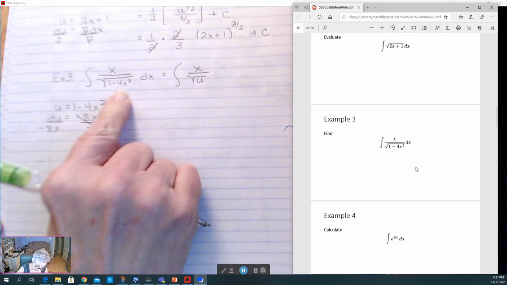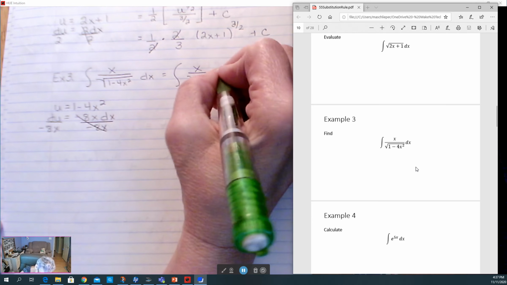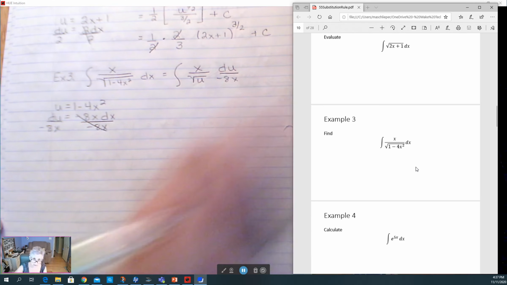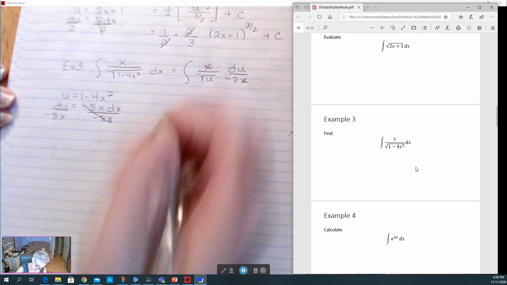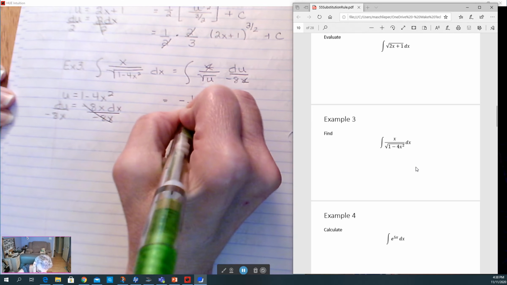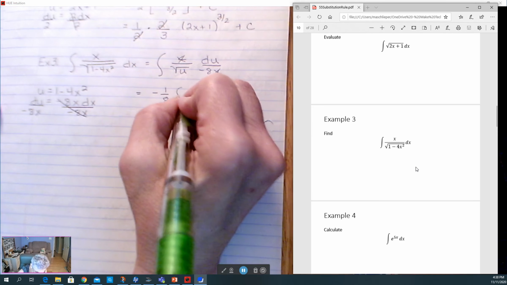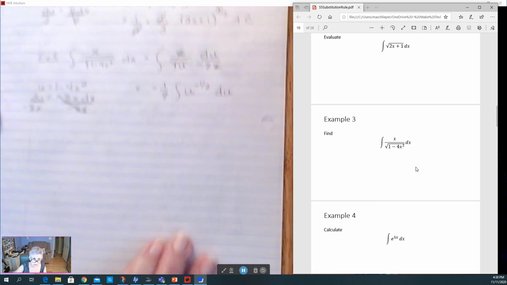So I'm going to replace 1 minus 4x squared with u, and I'm going to replace dx with du over negative 8x. Yay, I get to cancel stuff, my favorite thing to do. So now I'm left with a negative 1/8, which I'm going to just pull out in front because it's just a number. U to the minus 1/2 power du.